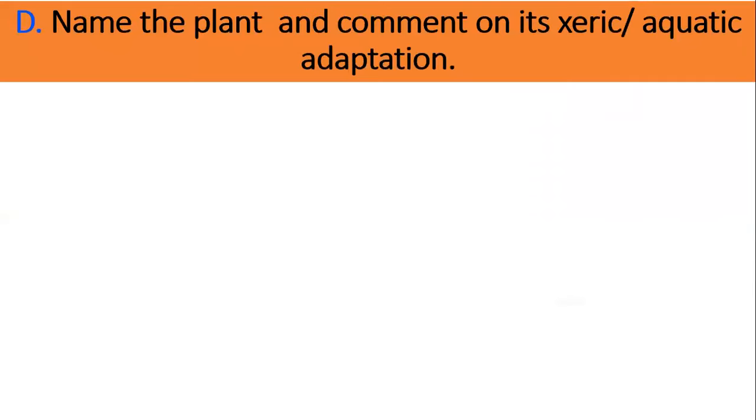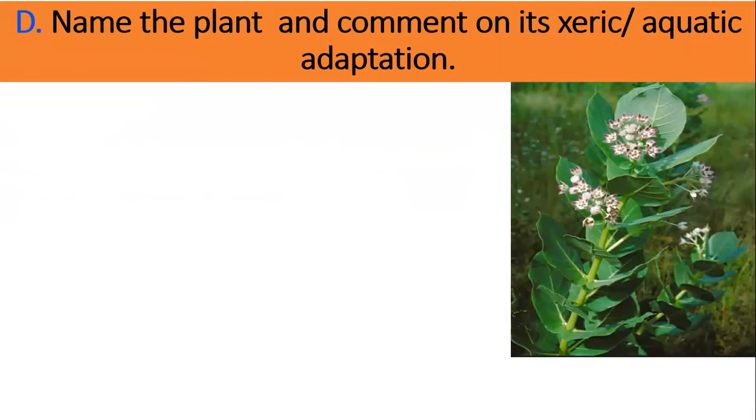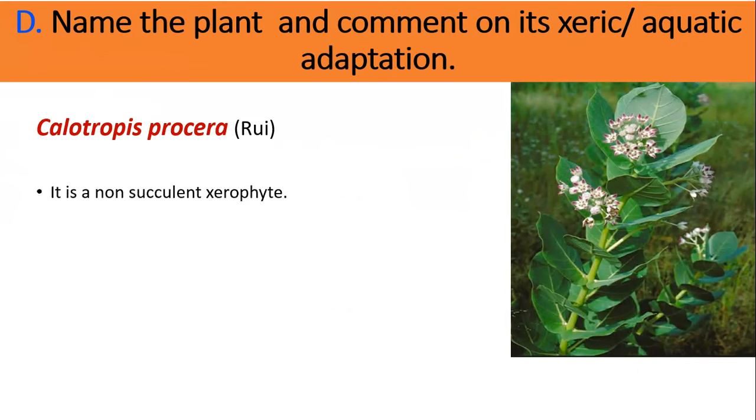The spot D, it can have name the plant and comment on its xeric or aquatic adaptation. So on spot D, either you will get those plants which are adapted to xeric condition, that is desert condition, or the plants which are adapted to aquatic condition. So this plant, when you see such kind of plant, it is called as Calotropis procera, also known as Rui. It is aquatic? No, it is desert adaptation, a xeric adaptation.